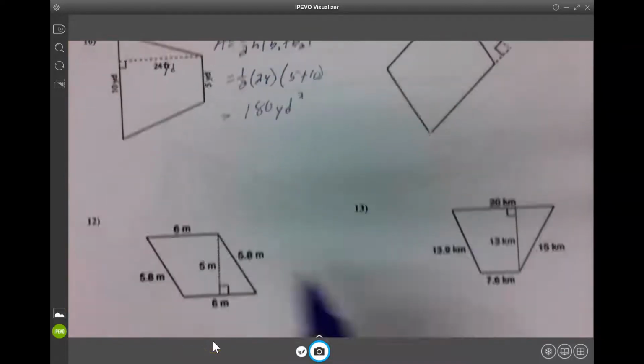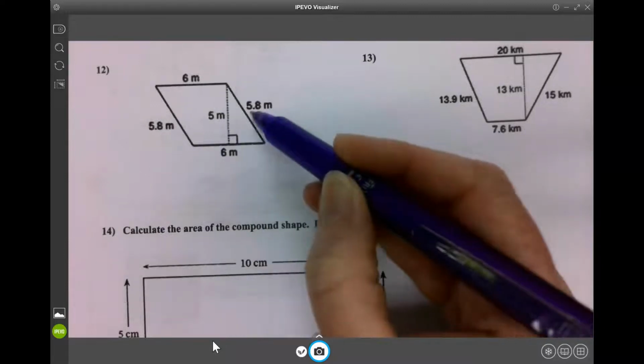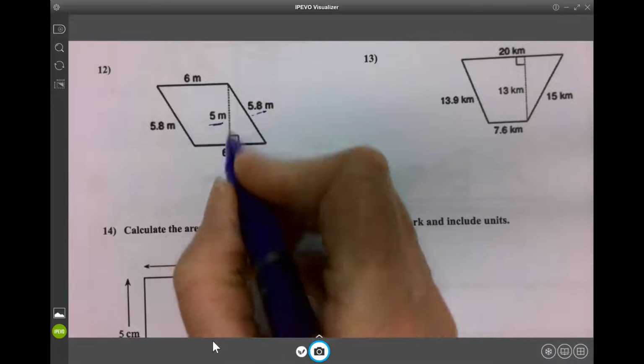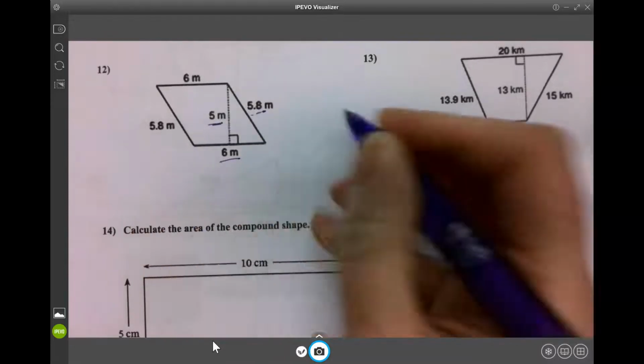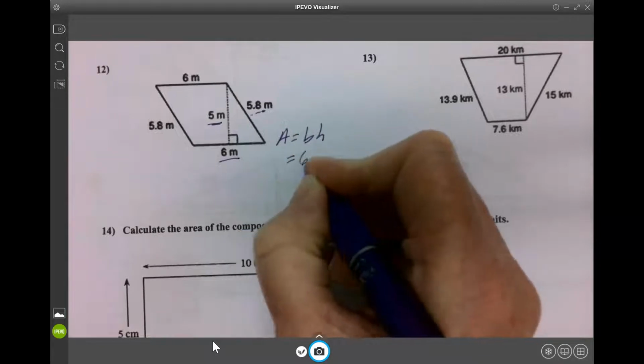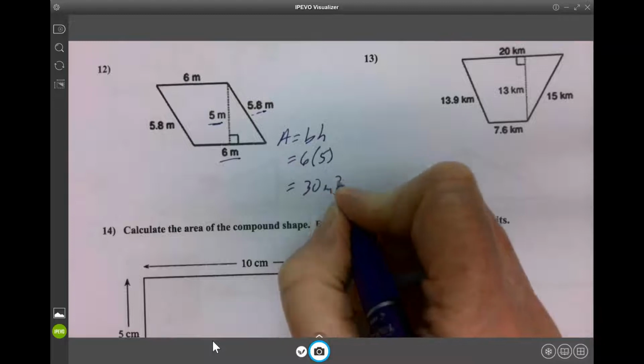Okay? This is a parallelogram right down here. This is my height. This is my base. This has nothing to do with anything as far as finding the area. Here is my height, and here is my base. So parallelogram is base times height. My base is 6. My height is 5. So I get 30, and it's going to be meters squared.